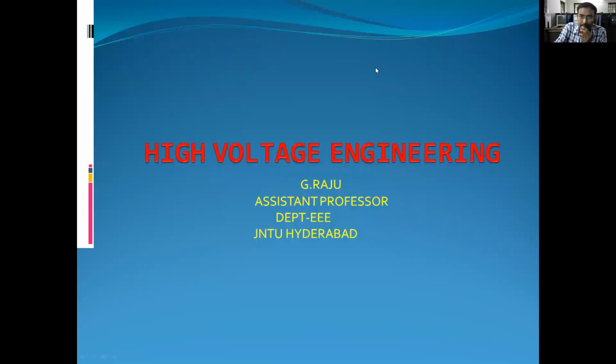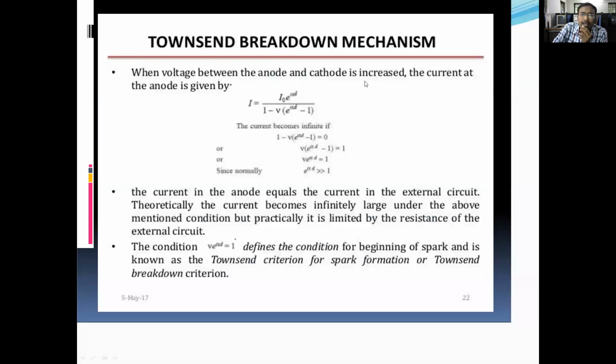Then coming to the next topic, that is Townsend's breakdown mechanism. The Townsend's breakdown mechanism explains when the dielectric breakdown occurs, when the dielectric material loses its property. That means it loses its dielectric property.